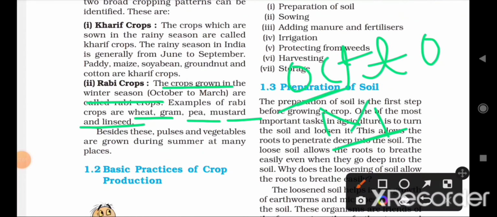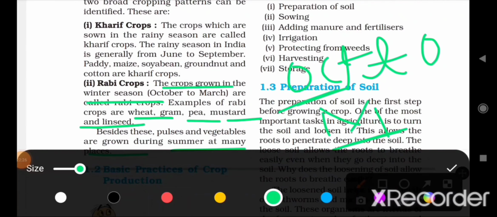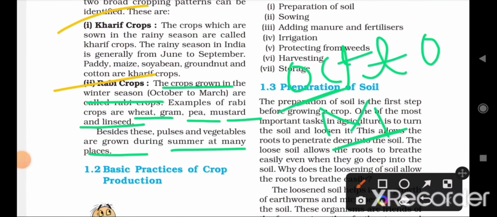Besides Rabi and Kharif crops, some farmers also grow vegetables, fruits and pulses in summer. So there are two main types of crops, Kharif crops and Rabi crops. Another type is where, in summer, the farmer grows pulses and vegetables. These are the types of crops grown in our India, and they are very important.